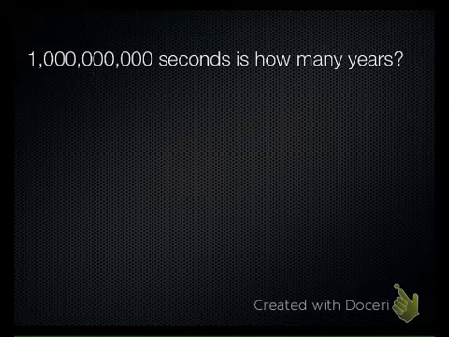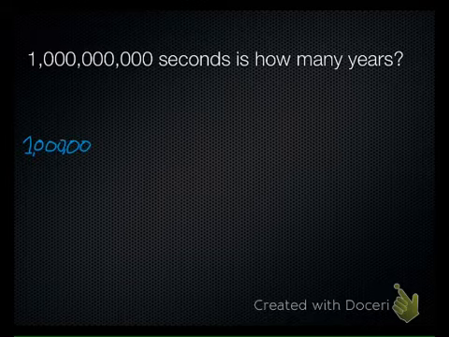So to start this, I will start with what's given to me in the problem, which is 1 billion seconds. I will write 1 billion. That's 1 with 1, 2, 3, 4, 5, 6, 7, 8, 9 zeros. That's a lot of zeros. And that's seconds, don't forget units. So I've got 1 billion seconds, and I want to convert it to years.